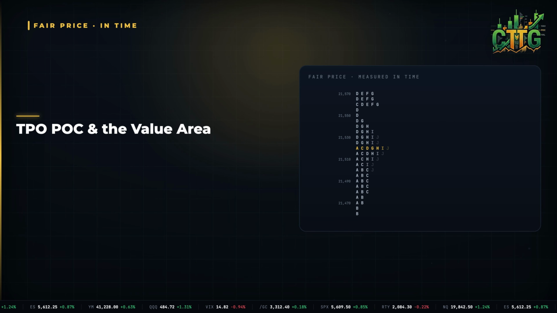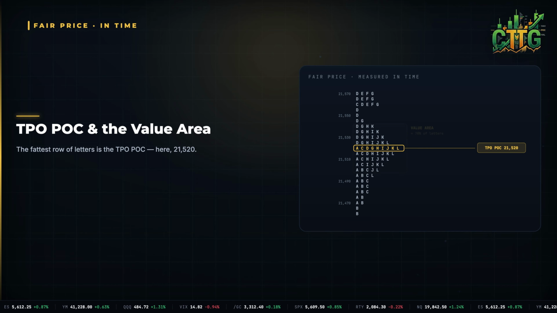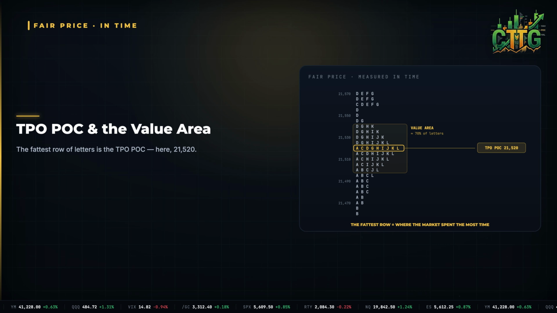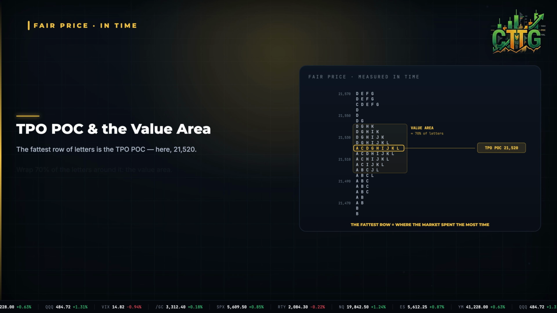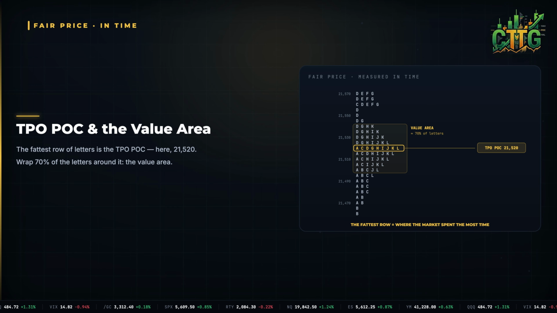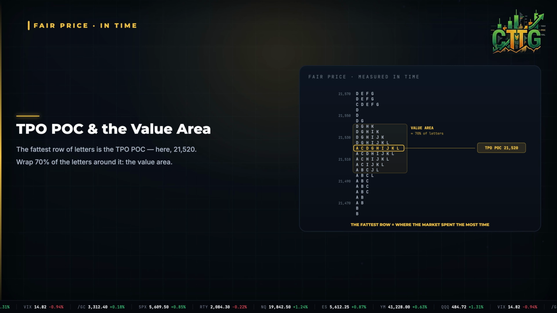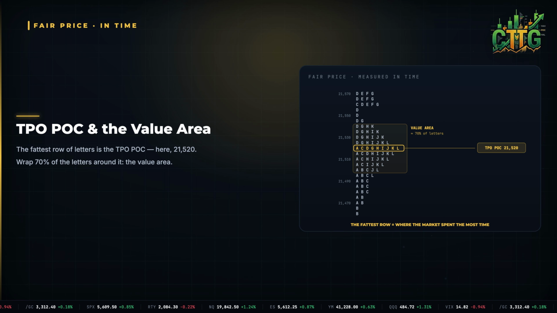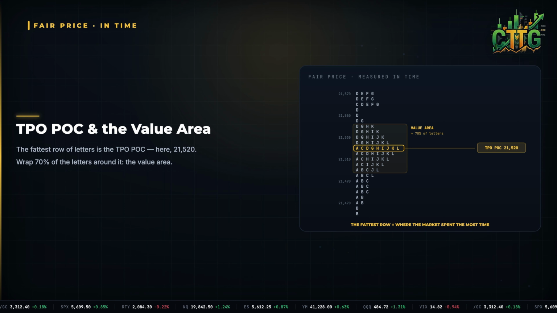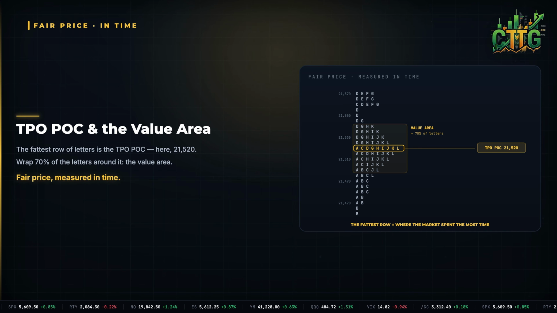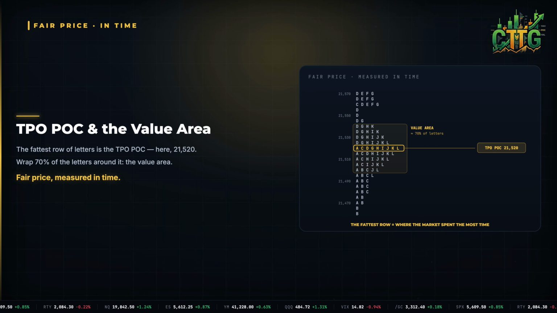Now find the row with the most letters. That's the TPO point of control. The price where the market spent more time than anywhere else. Fair price, measured in time. Wrap 70% of the letters around it, and you've got the value area. In our session, the fattest row sits at 21,520. That's where the auction kept coming back. Above and below it, the letters thin out fast. Time-based value. Remember that phrase because there's a second way to measure the same thing.